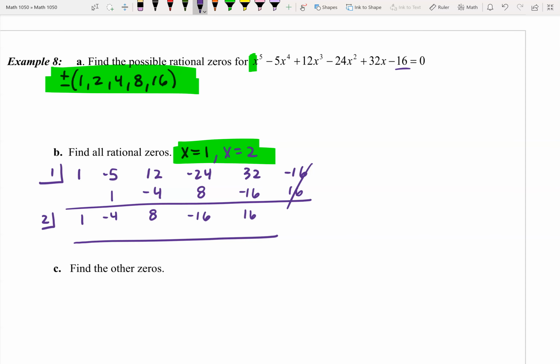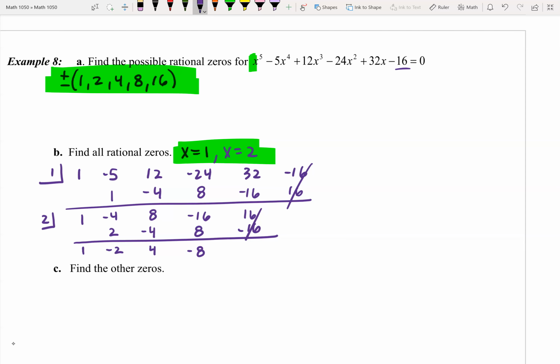Synthetic again. 1 comes down. 1 times 2 is 2. A negative 4 and a positive 2 is a negative 2. Times 2 is a negative 4. 8 minus 4 is 4. 4 times 2 is 8. 8 and a negative 16 is a negative 8. Negative 8 times 2 is a negative 16. No remainder. Okay? Don't write this down for just a second.